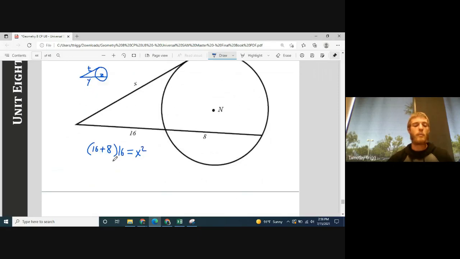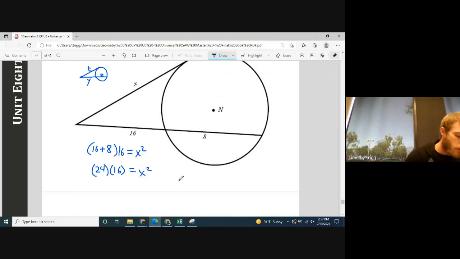Okay, now we can go ahead and work this out. So 16 plus 8 is 24, and that gets multiplied with the 16, equals x squared. So 24 times 16, that's 384.